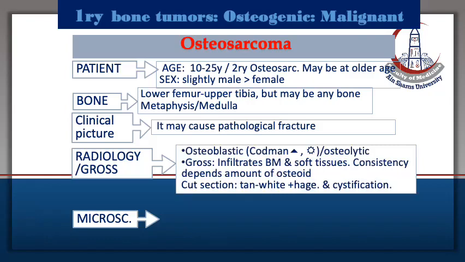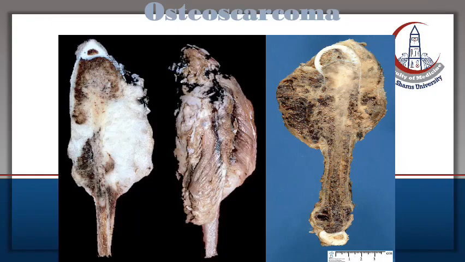In radiology, it may be osteoplastic or osteolytic. Osteoplastic, there are two important features: Codman triangle and sunray appearance. We'll explain it later. Osteolysis is shown as a radiolucent lesion. This is the gross appearance.